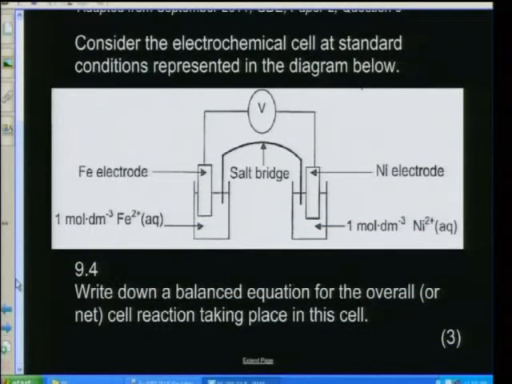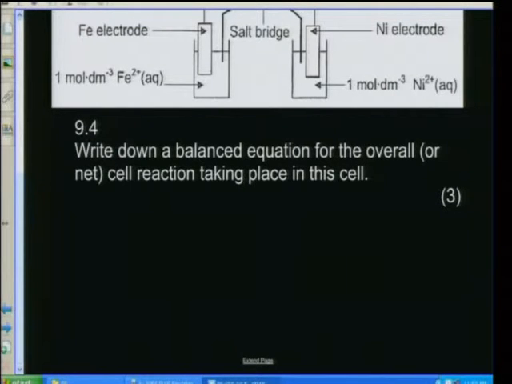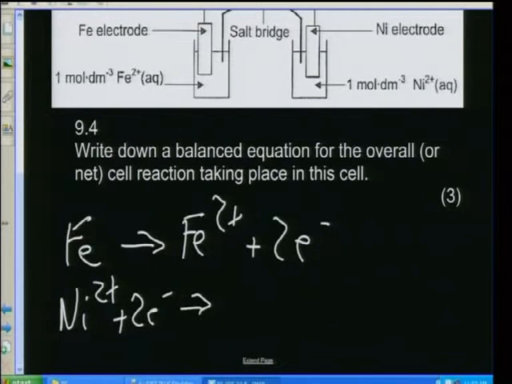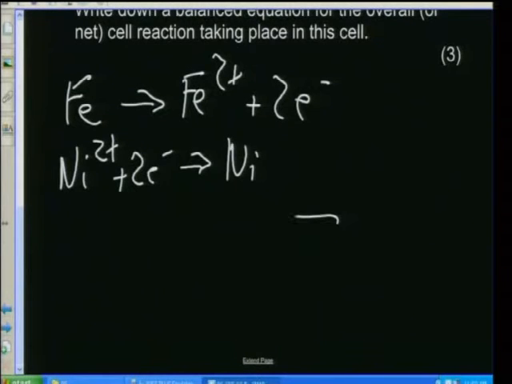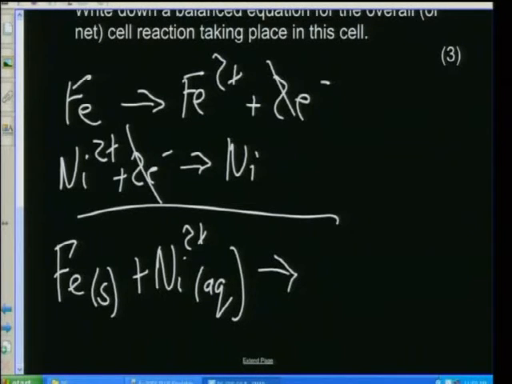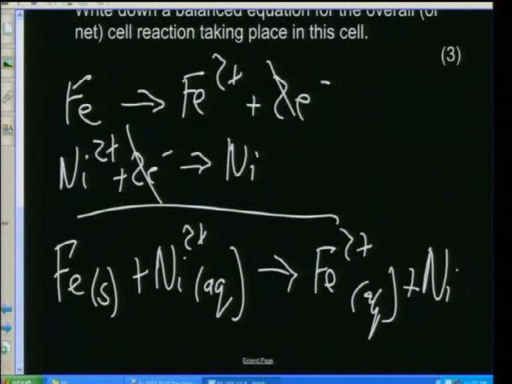Last part of the question, write down the balanced equation for the overall reaction, and I think we've got time to do this. We're going to say that we'll start with the iron, which goes to Fe2+ plus 2 electrons, and we're going to go Ni2+ plus 2 electrons to give us nickel. And when you add those together, you get Fe solid plus Ni2+ in solution, aqueous, to give you, because the electrons cancel out, Fe2+, which is in solution, plus nickel as a solid.